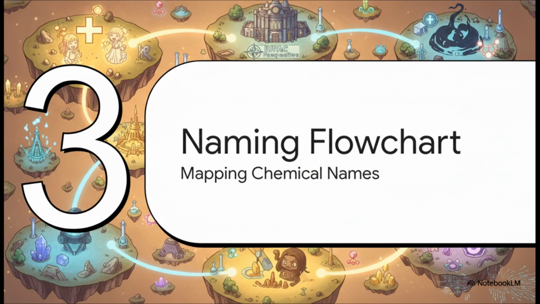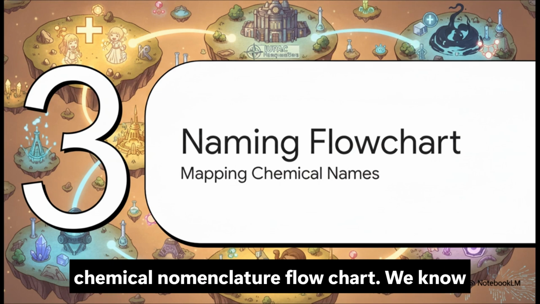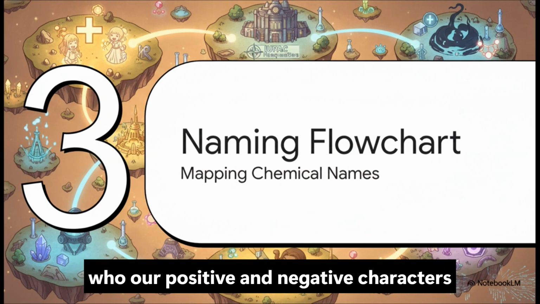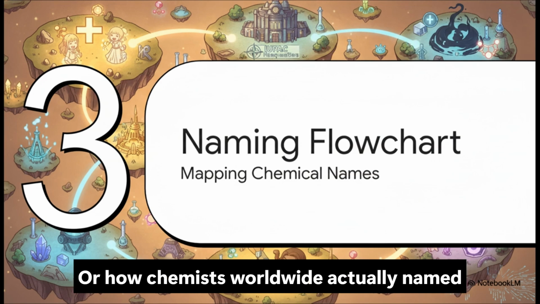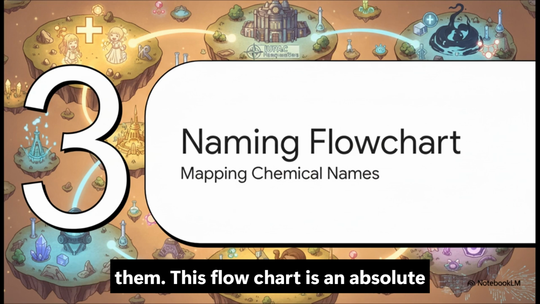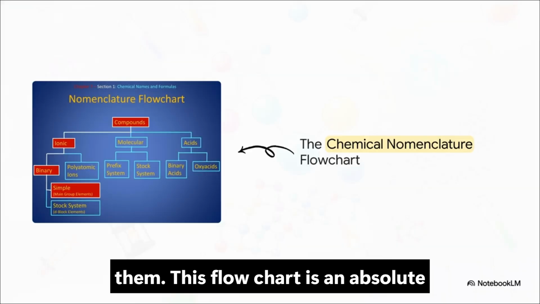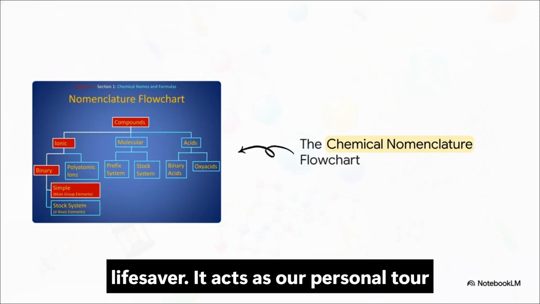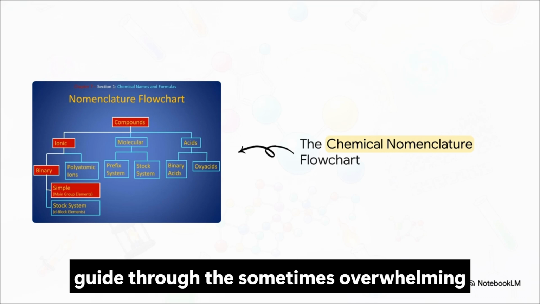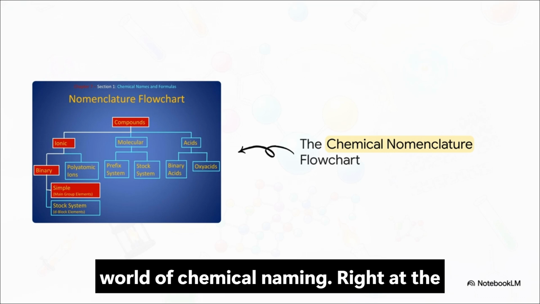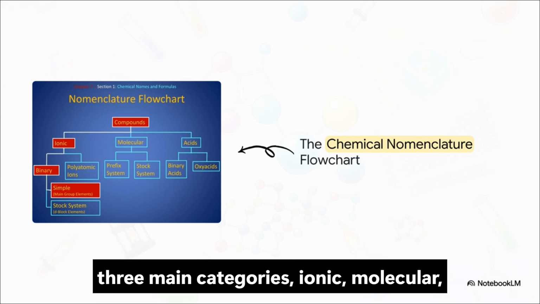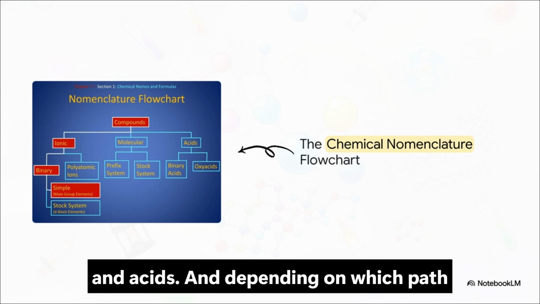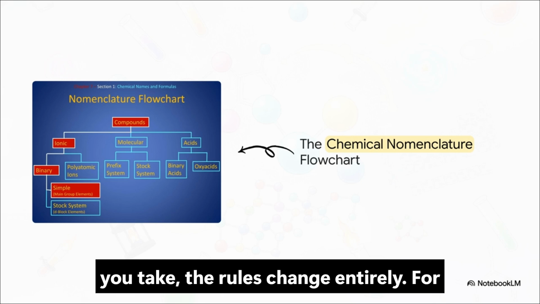All right, moving to section 3, the chemical nomenclature flowchart. We know who our positive and negative characters are, so let's look at the official map for how chemists worldwide actually name them. This flowchart is an absolute lifesaver. It acts as our personal tour guide through the sometimes overwhelming world of chemical naming. Right at the top, compounds instantly branch into 3 main categories: ionic, molecular, and acids, and depending on which path you take, the rules change entirely.